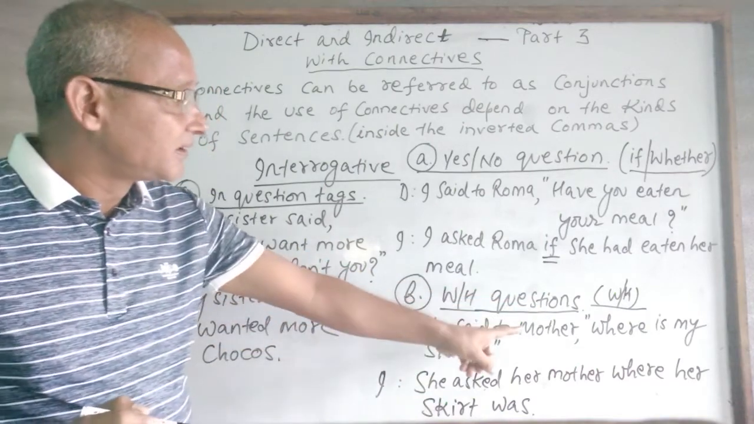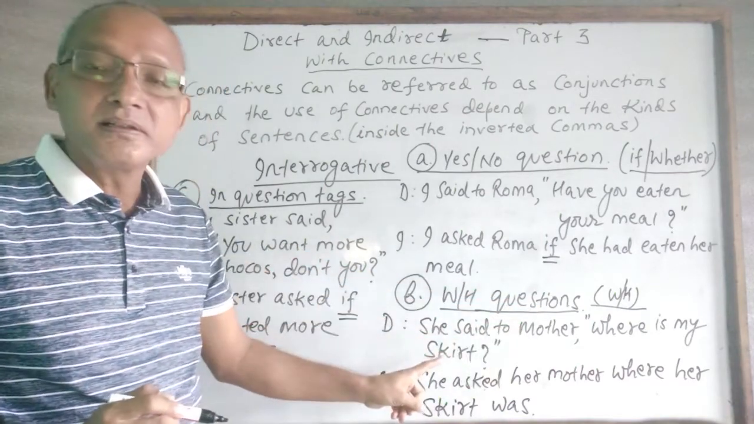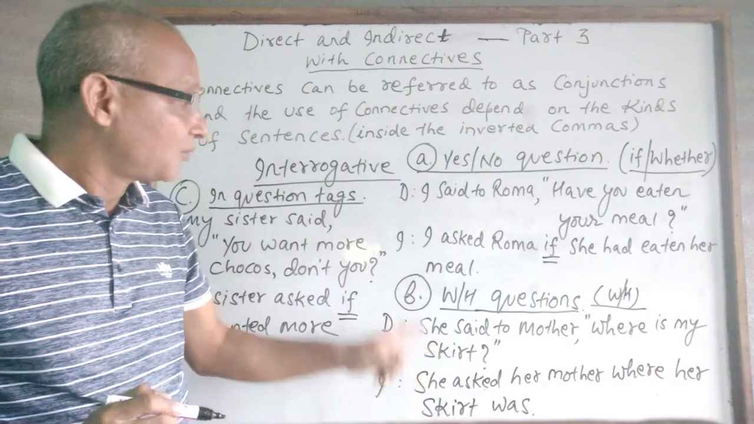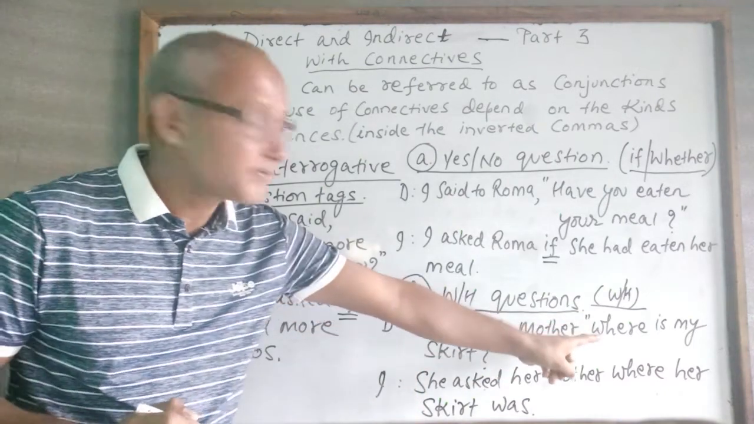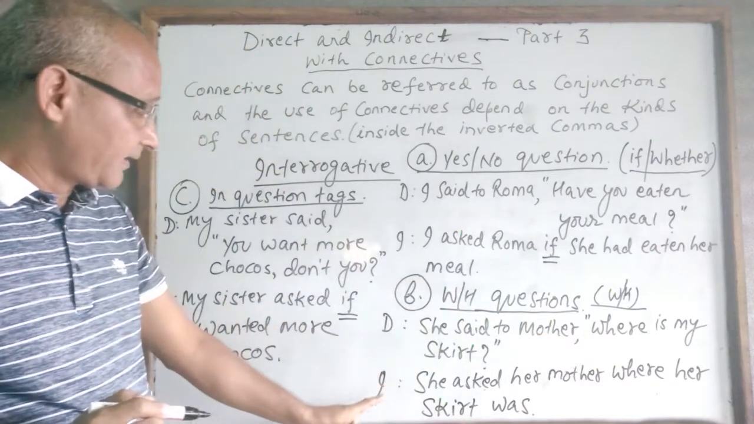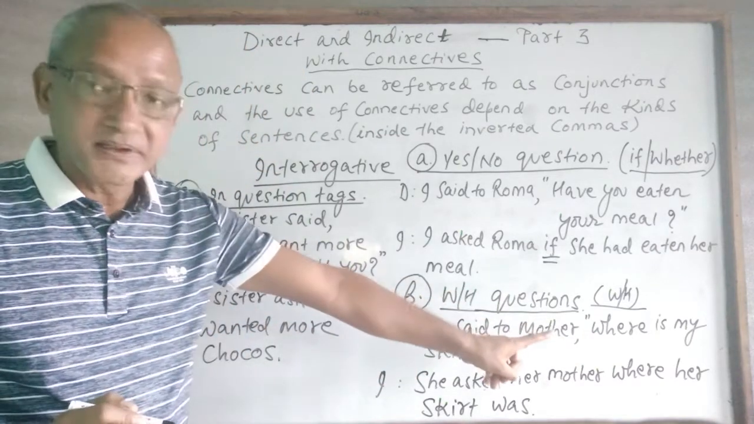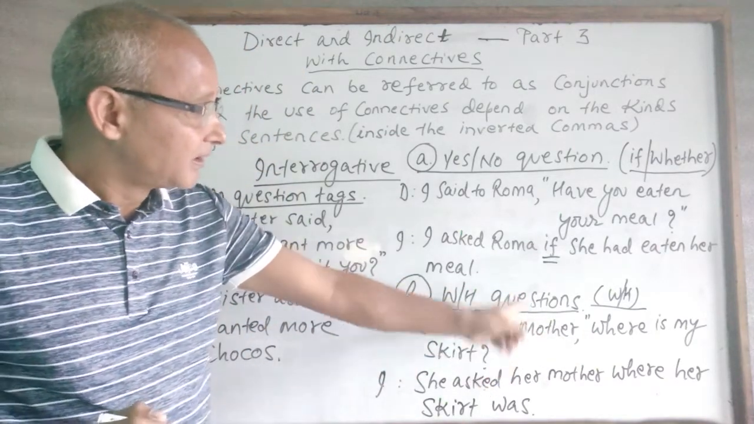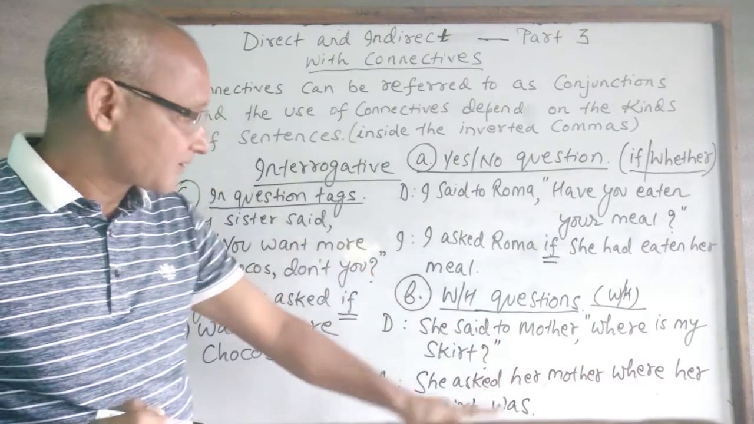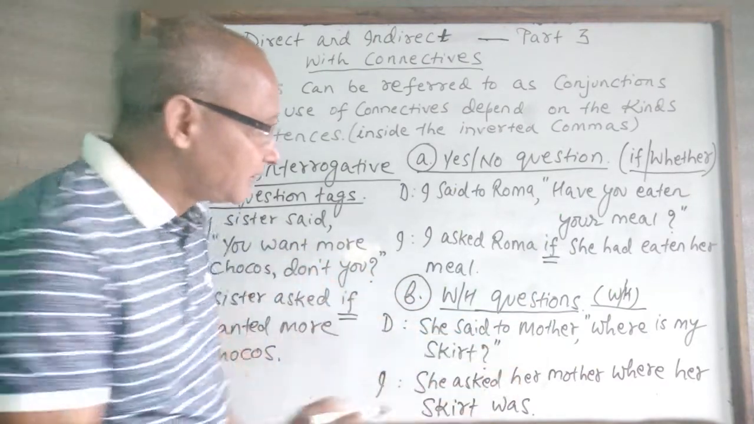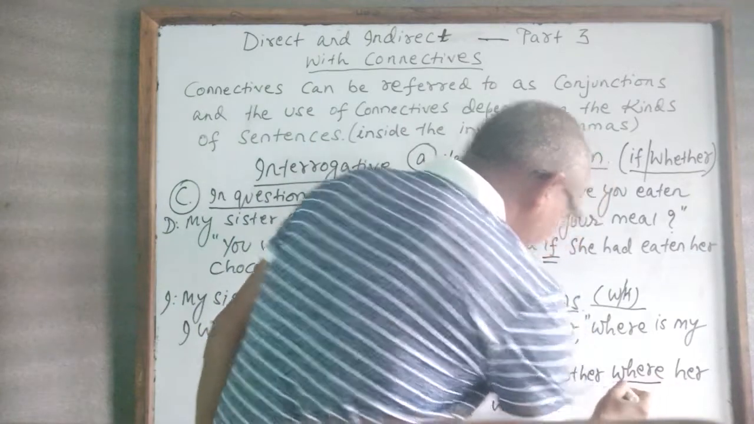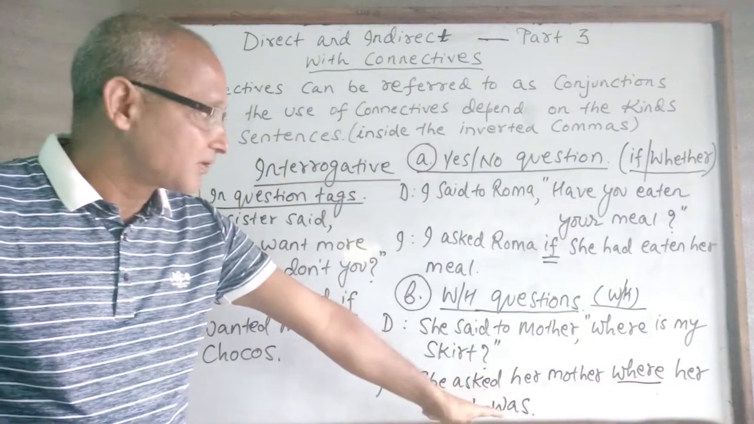Now let's go to B, the WH questions. She said to mother, where is my skirt? Where is my skirt? It starts with W. In the indirect form, we use the same formation, the WH connectives. So she asked her mother where her skirt was.